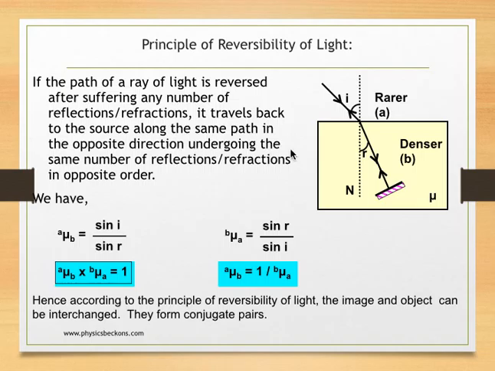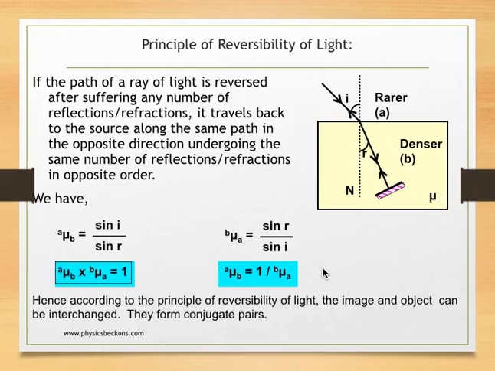Similarly, for reversed ray, the refractive index will be defined for A with respect to B, that will be sine R over sine I. So the product of two refractive indices, B with respect to A and A with respect to B, is 1, or we get this relation: refractive index of B with respect to A is equal to reciprocal of refractive index of A with respect to B.